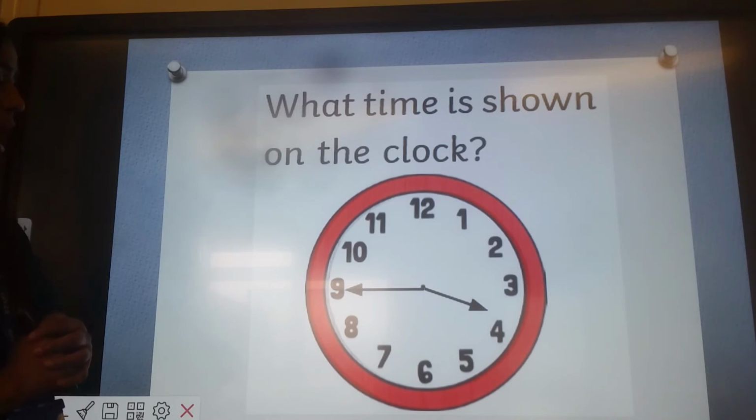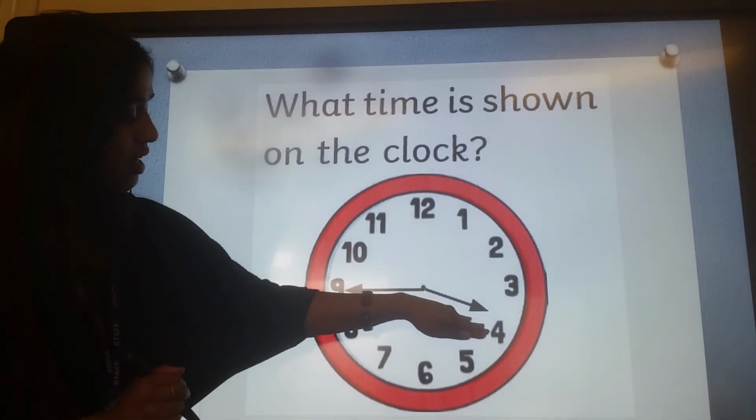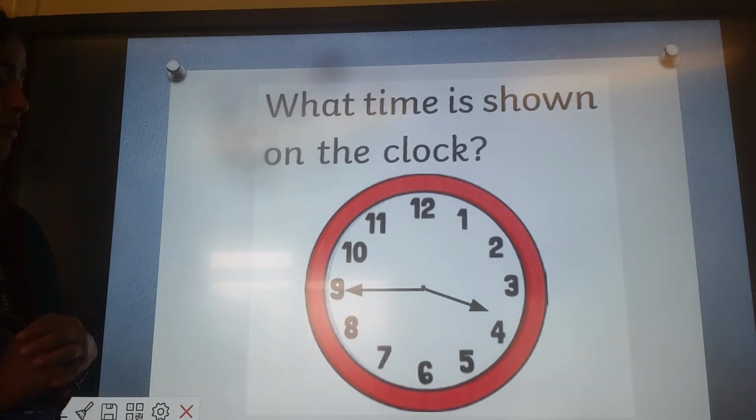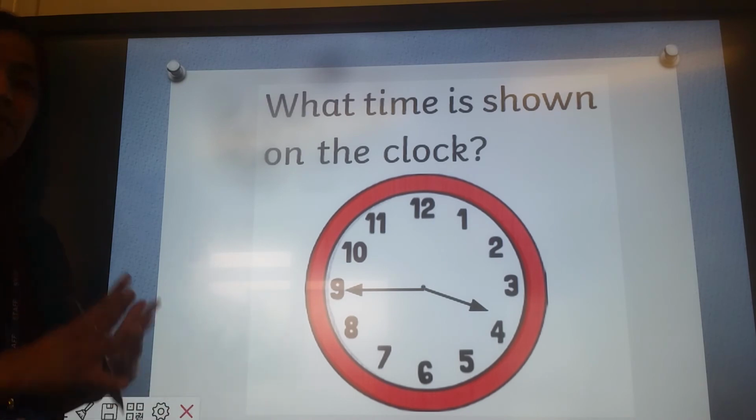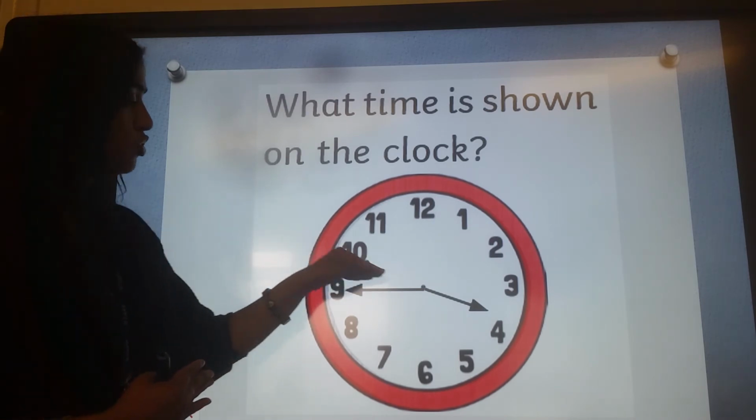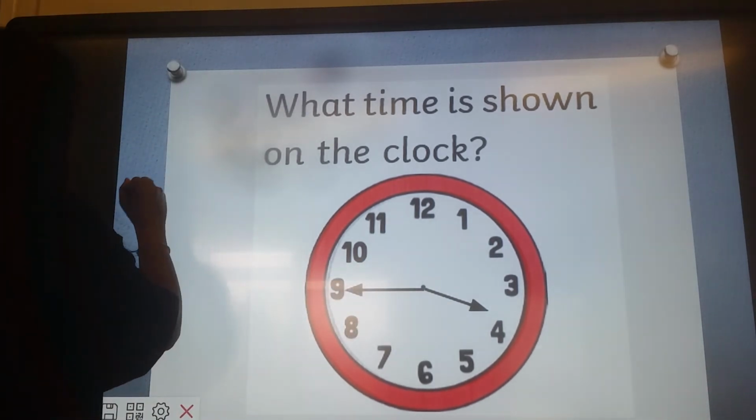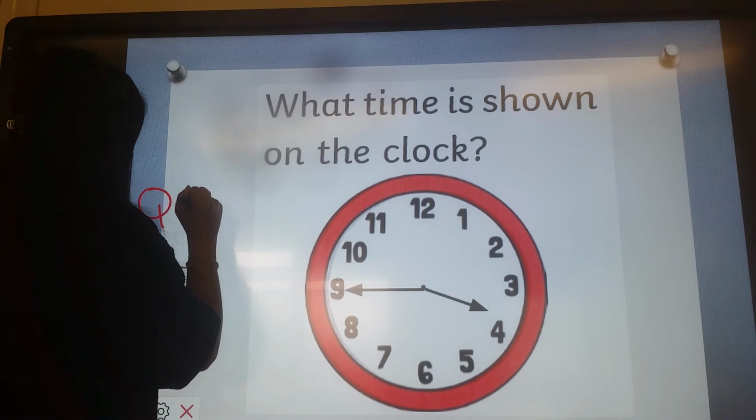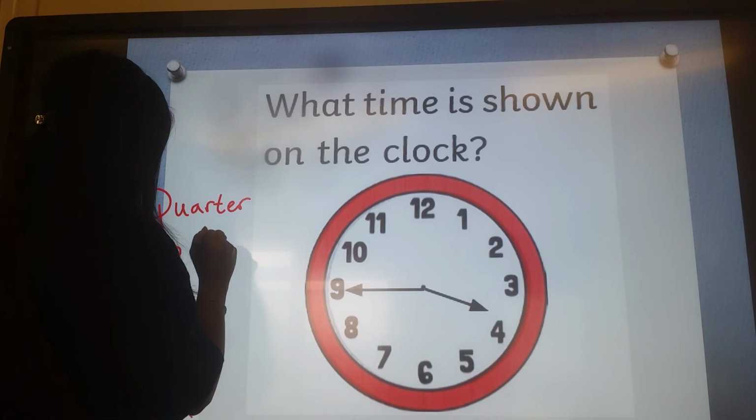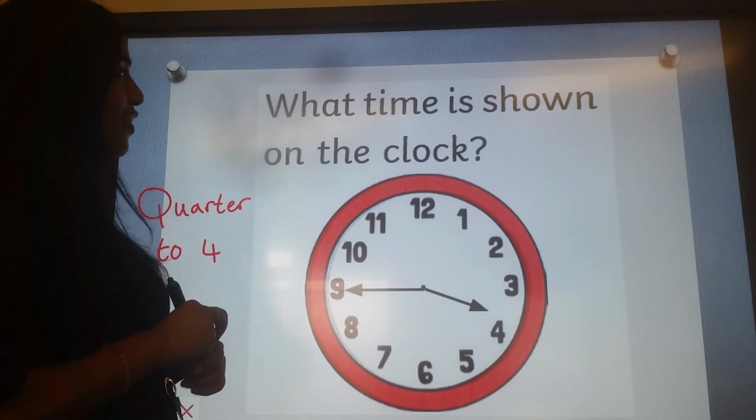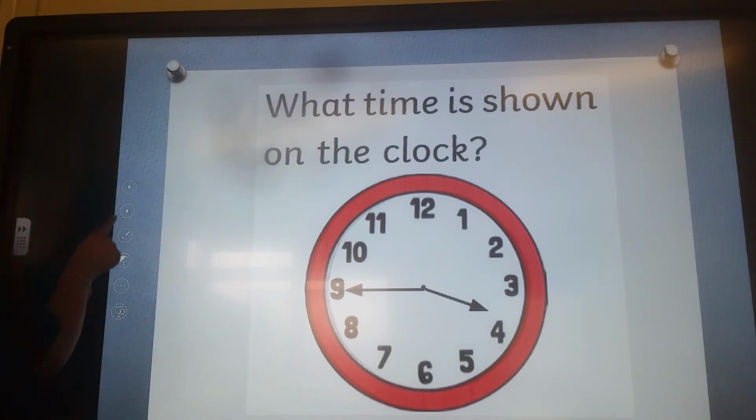Let's start by looking at my hour hand. My hour hand is there, just facing the 4. My minute hand is on the 9. That I know means quarter to. So quarter to 4. Okay, so quarter to 4. Well done, if you got that question correct.